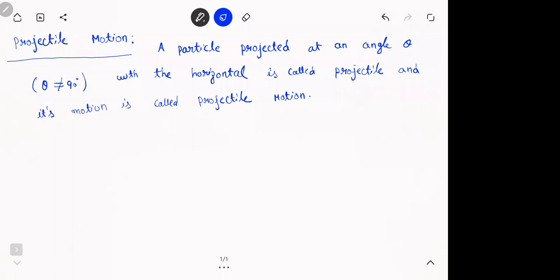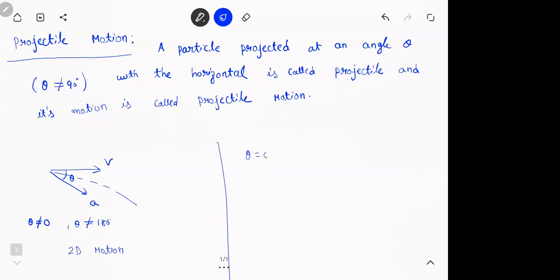So next, a better definition would have been this. Suppose velocity v is this way and you have an acceleration this way, with an angle theta between them. Theta is not 0, theta is not 180. Then what will happen? This would go in a curve. This is a 2D motion, meaning it is traveling in both x and y. Suppose theta is 0, then v is this way, a is also this way, so it is going in a straight line. It's a 1D motion.